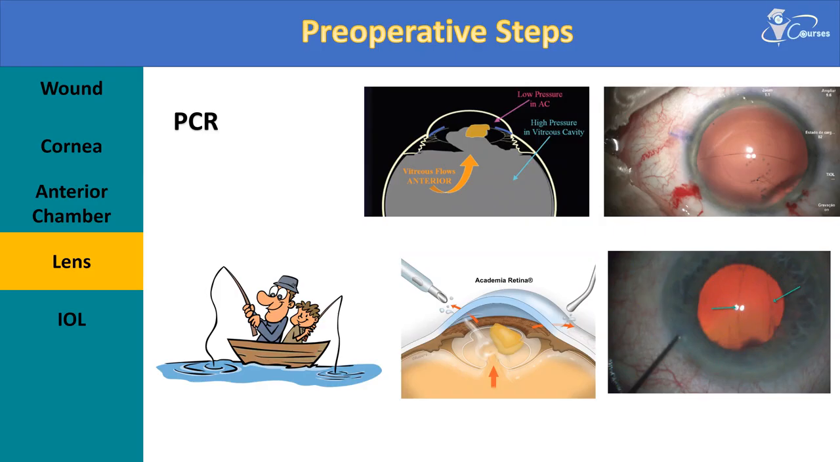So the safest thing, if you have a dropped nuclear fragment, is just to leave it for a vitreoretinal surgeon to remove it via vitrectomy. So this will be the best outcome for the patient, okay? So this is very important for questions in the exam.